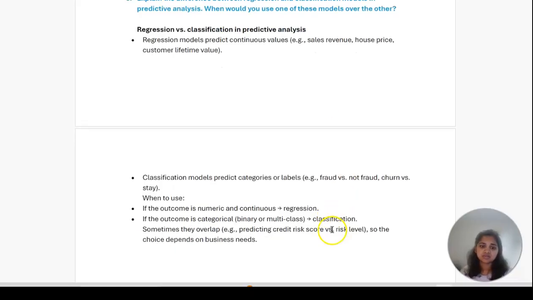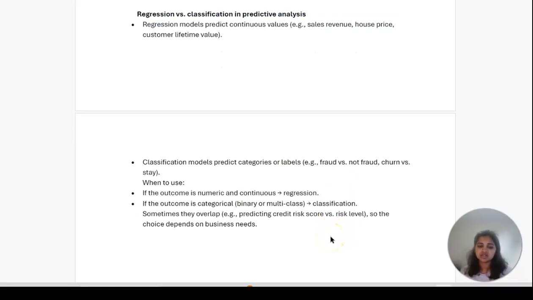Classification models predict categories or labels, for example, whether a transaction is fraudulent or not. I would use regression if the target is numeric and continuous. If the target is categorical, then I would use classification. For example, if a bank wants to check exactly how much the customer will spend, that's regression. But if they want to check if the customer will drop out, that's classification.